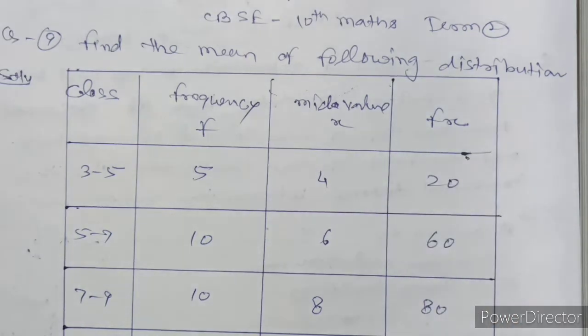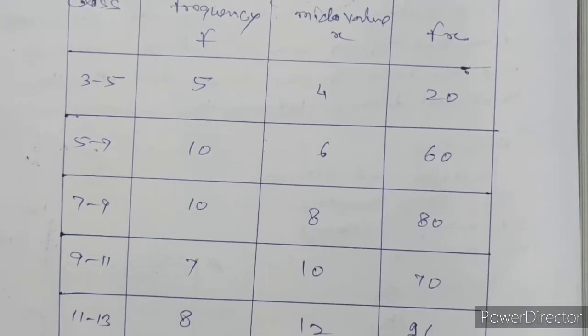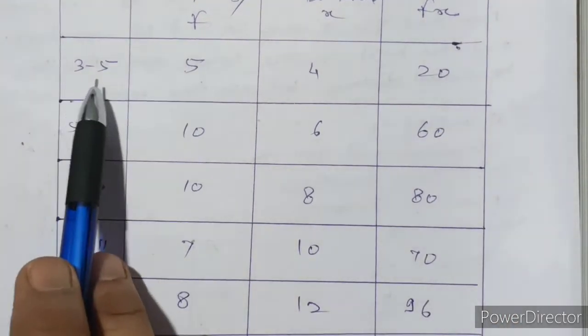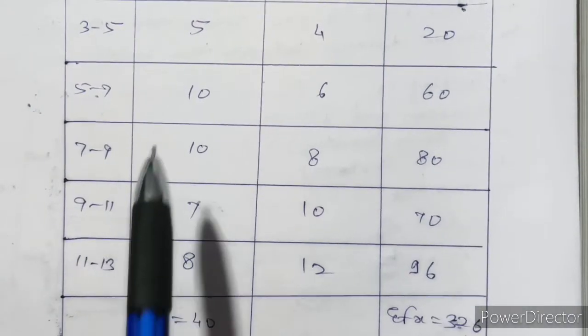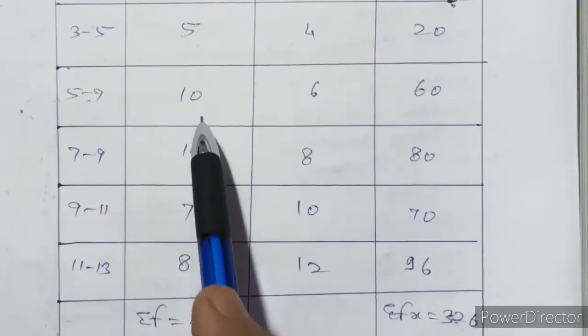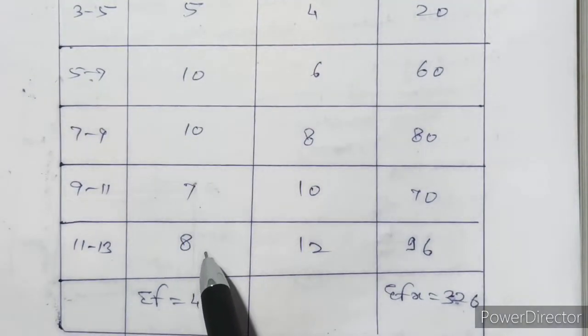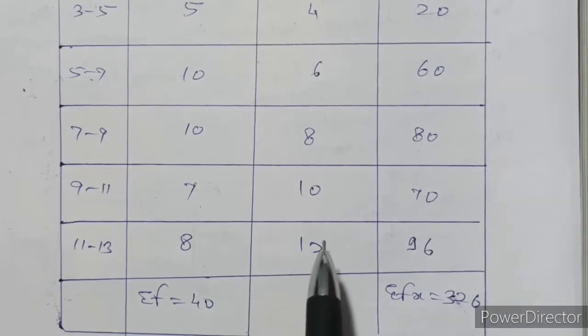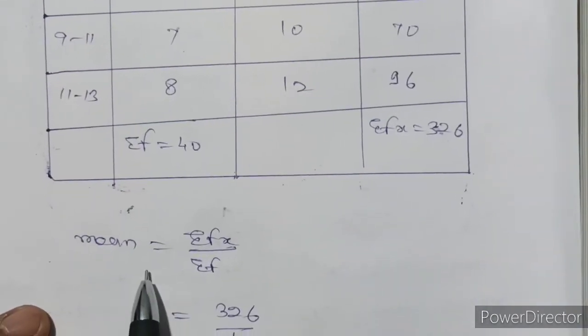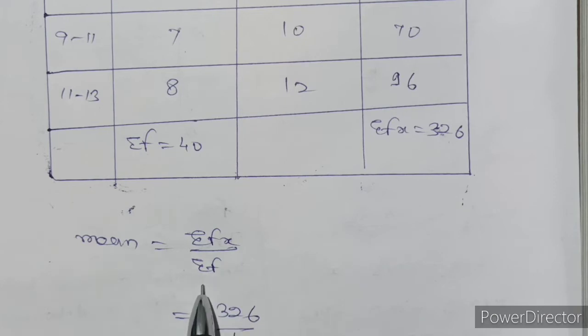So be using to the table. In the table we have 3 to 5, 5 to 7, 7 to 9 and 9 to 11, 11 to 13, and given frequencies is the 5, 10, 10, 7, 8, and after then calculate and find the answer of a mean. How can we find the mean? The formula of a mean is the sigma fx upon sigma f.